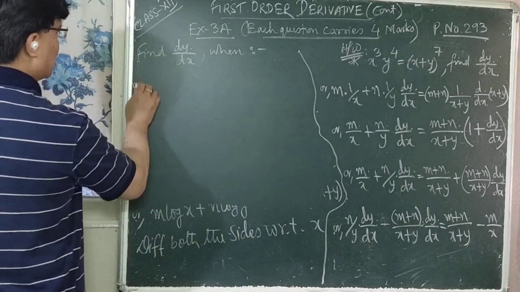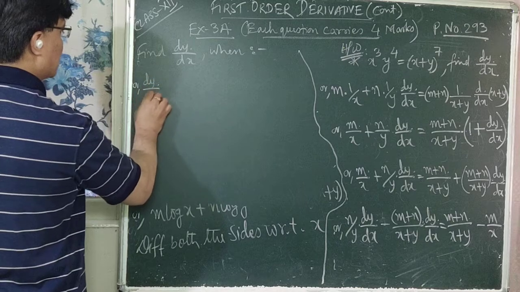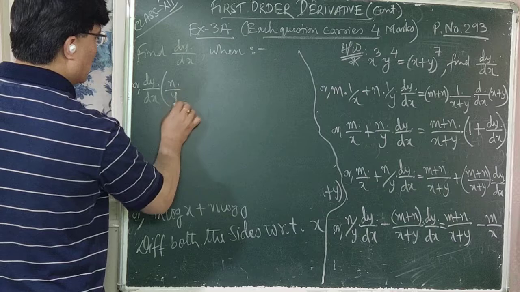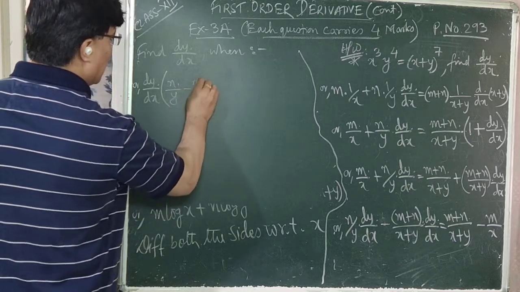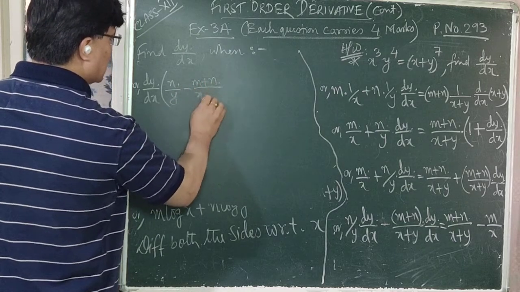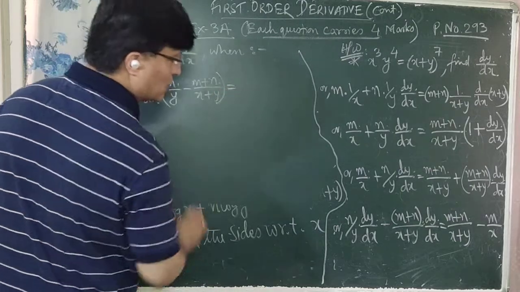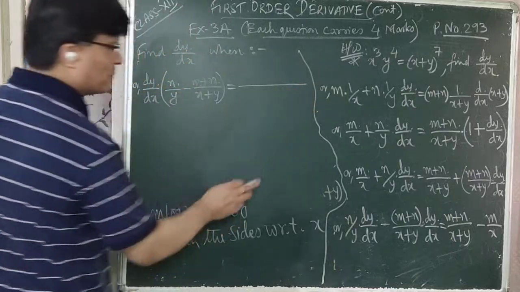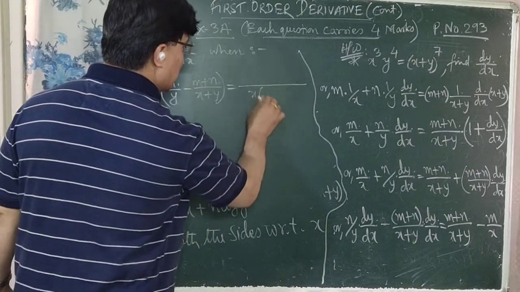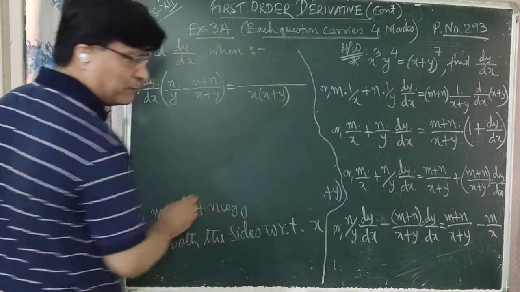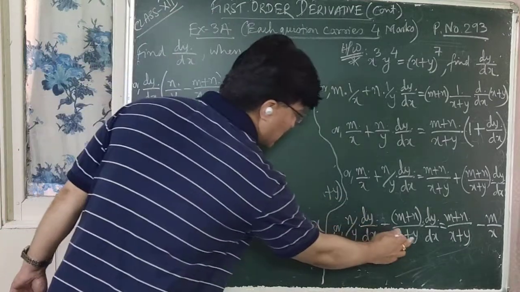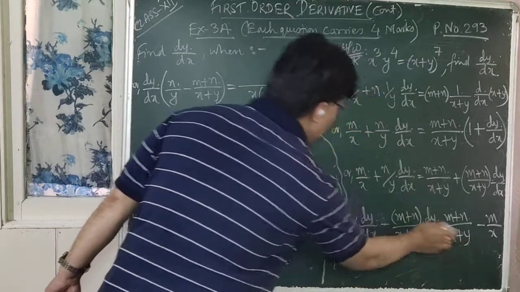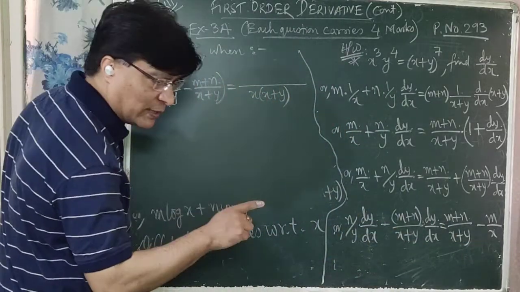So now let us get the value for dy by dx. What is common on the left hand side? It is dy by dx. So within bracket, what do we get? It is n by y minus m plus n divided by x plus y is equal to. Now on the right hand side, you can take the LCM. What is the LCM for x plus y and x? That is x into x plus y is the LCM. Now this LCM is divided by this. This x into x plus y LCM is divided by this factor x plus y. So x plus y gets cancelled, so it remains x.